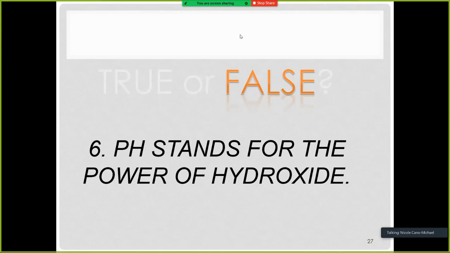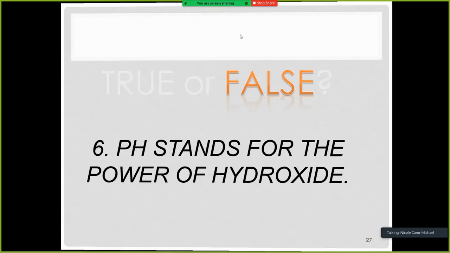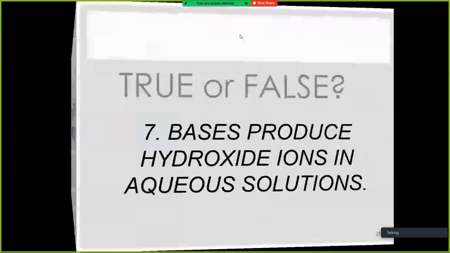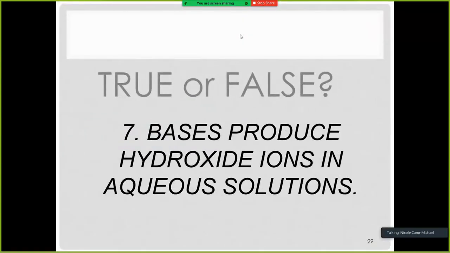And again, it comes from the French because some French scientists figured this out, and he's the one that named it. I don't know why now it's like a tiny p and a giant H. Hey, that's whatever, but that's what it stands for. The power of hydrogen, not hydroxide. Power of hydrogen, pH.